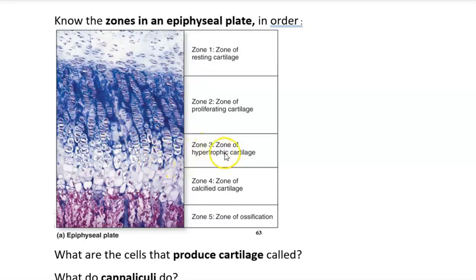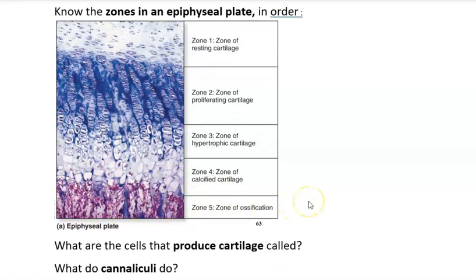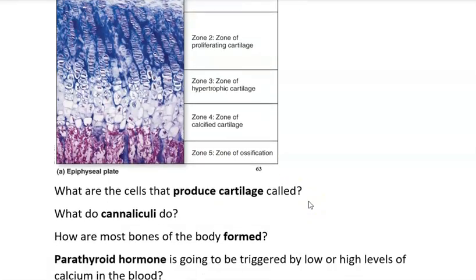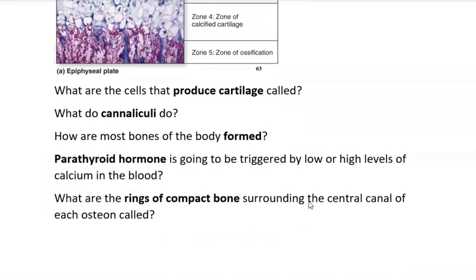The chondrocytes stop dividing in the zone of hypertrophic cartilage. Then it's going to calcify in the zone of calcified cartilage, and this destroys those chondrocytes that were there. And then in the zone of ossification, the bone matrix is going to be laid down on this calcified cartilage, okay? And that's how bone is formed through endochondral ossification, which is how most of your bones are going to be formed.